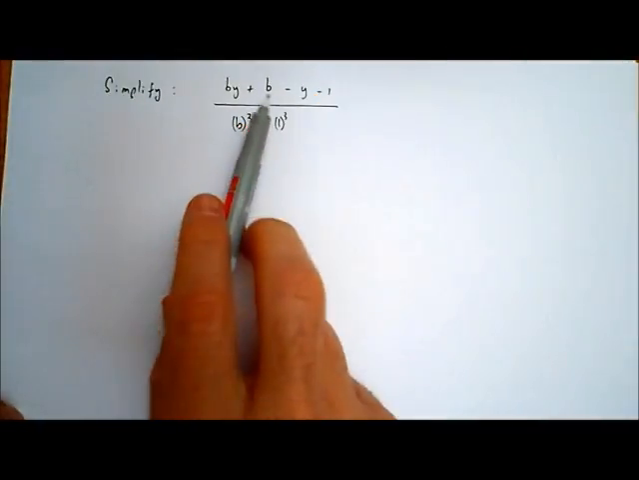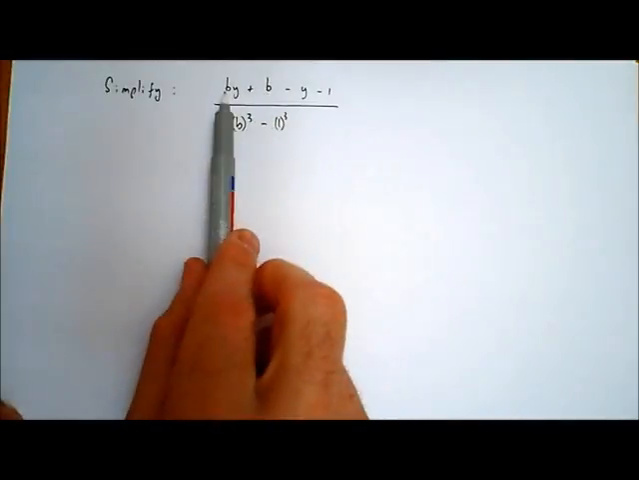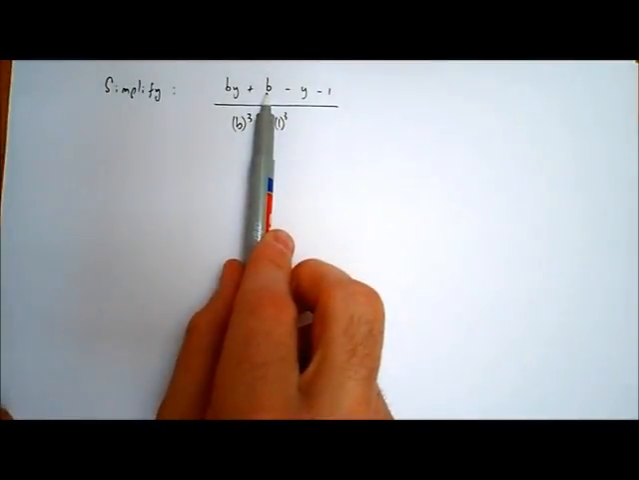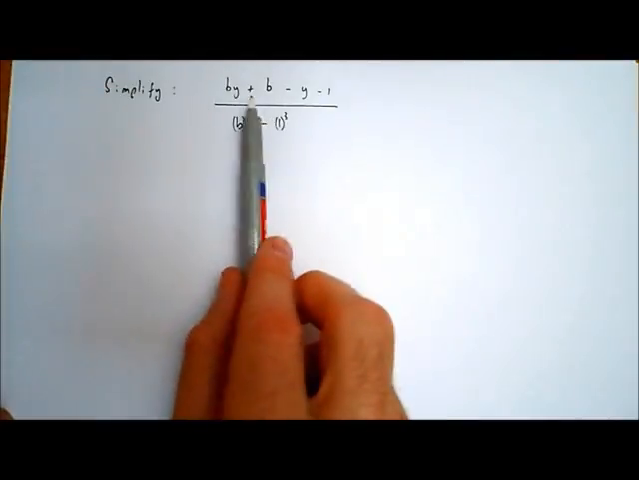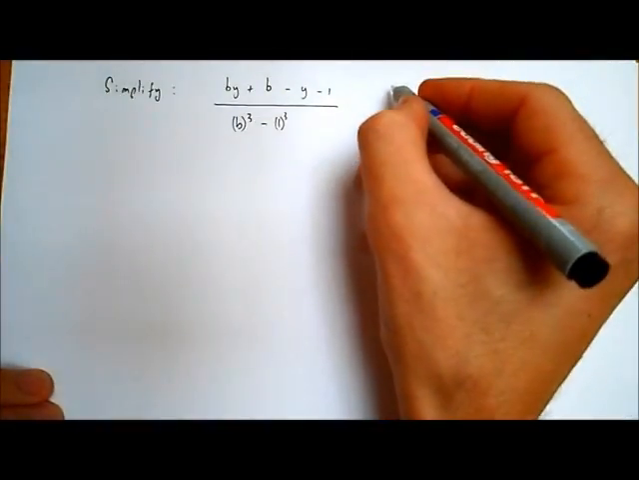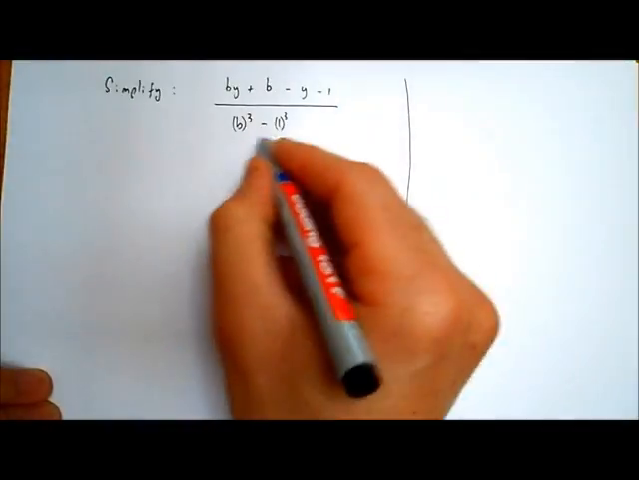And then on the top, if you look at these two parts, I've got a b here and I've got a b here. So I could factorize out b here. So there is something that I could do at the start. Okay, let's have a look. Let's have a look first of all at the denominator.